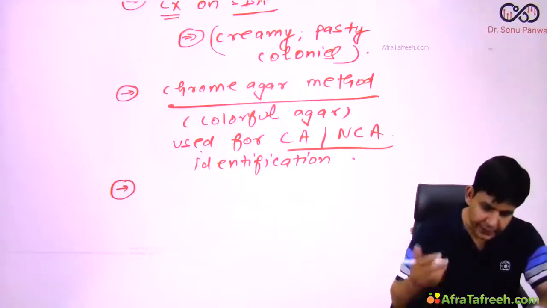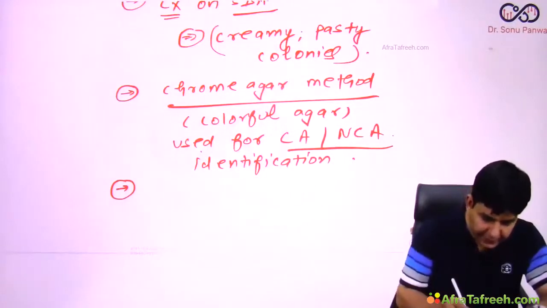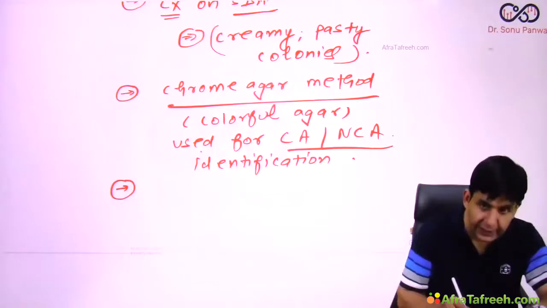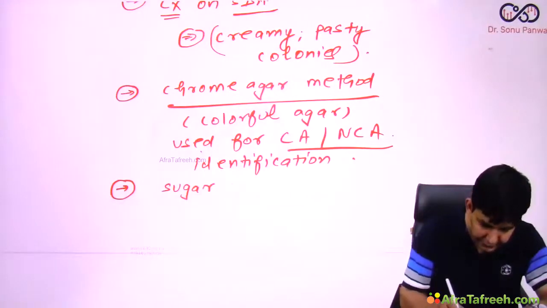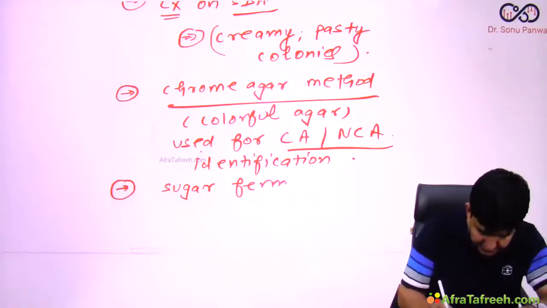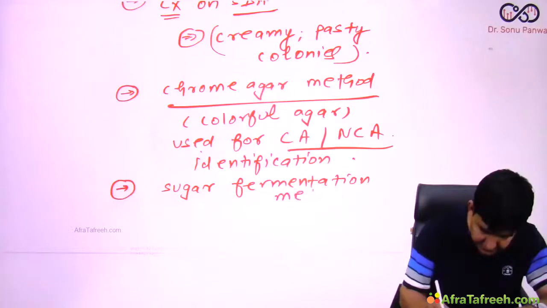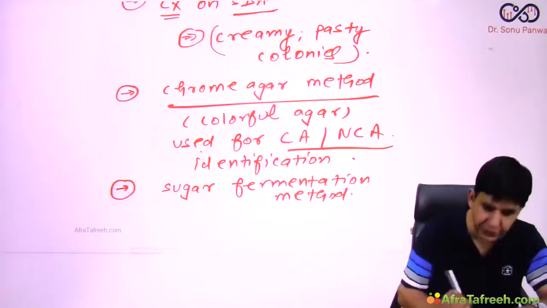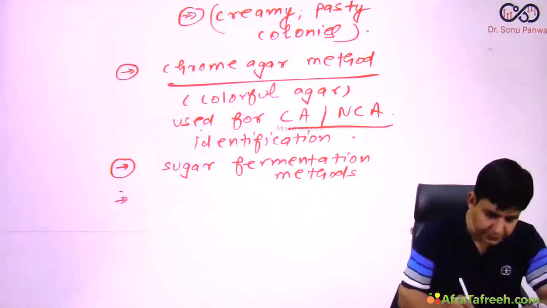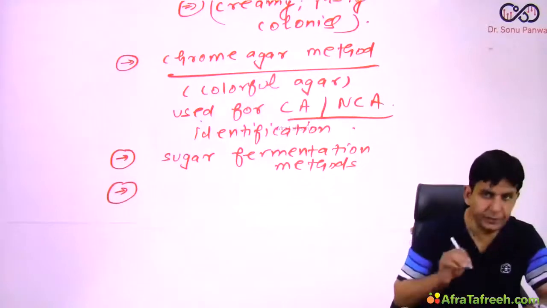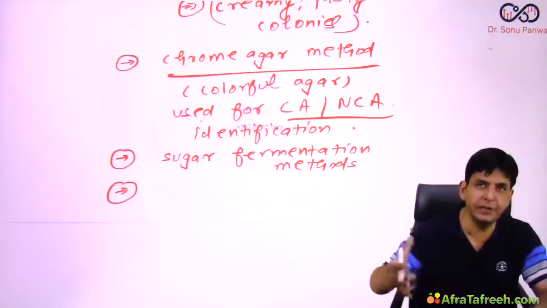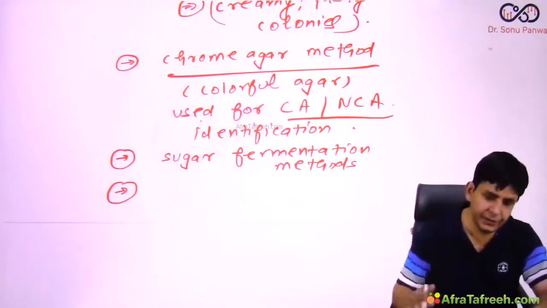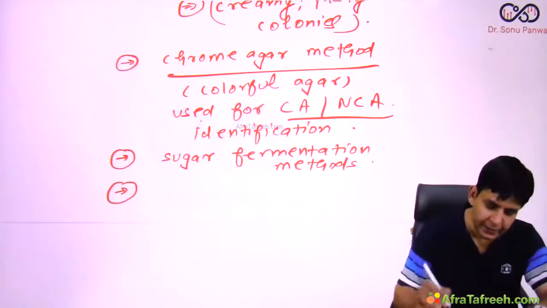Okay. Other than that, you have other methods to diagnose it. That is the sugar fermentation methods, by which you can identify the various Candida species and all. Sugar fermentation methods. Okay, they are there. You can find out which particular sugars are fermented according to the various species. Sugar fermentation methods are there.